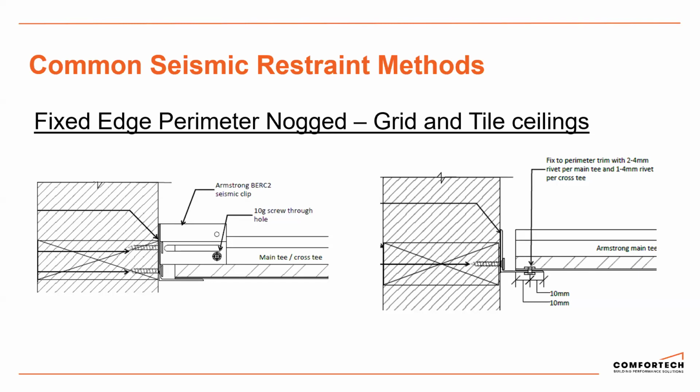Couple of options there. You can use proprietary clips that are commonly used in this application. We fix it to the main tee via the hole, so it doesn't allow it to slide. The benefit of that is you don't see a rivet from below. You can still use rivets. If you look at the diagram on the right there, it shows a rivet being used. Depending on what seismic forces are going through that ceiling, it can often be a 4mm rivet, can often be 2 4mm rivets. Just depends on what those forces are. But it's really important to have that ceiling nogging on that fixed edge.